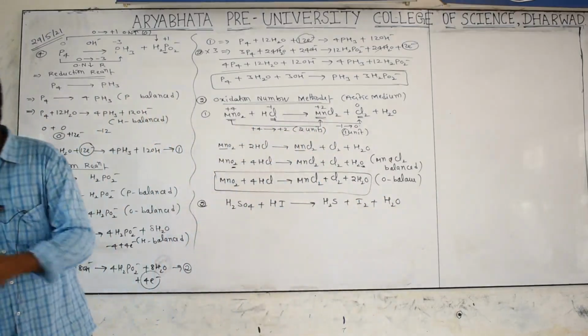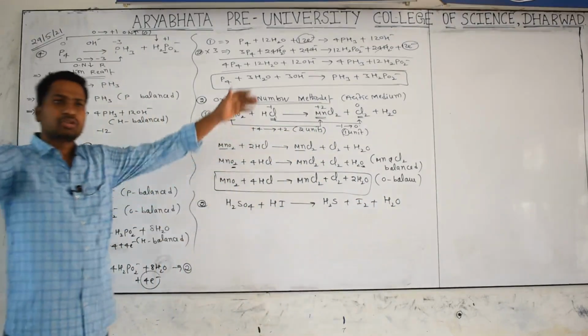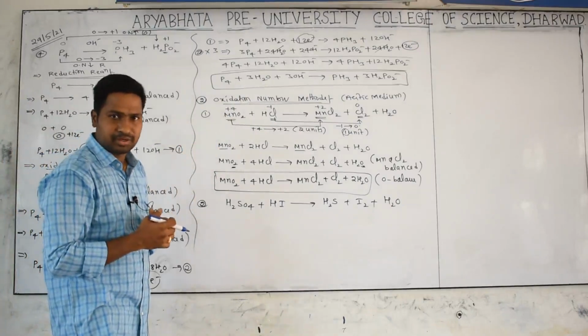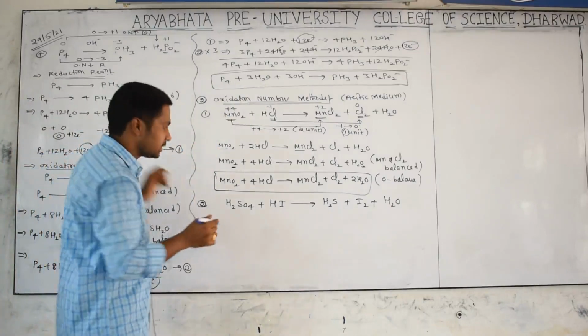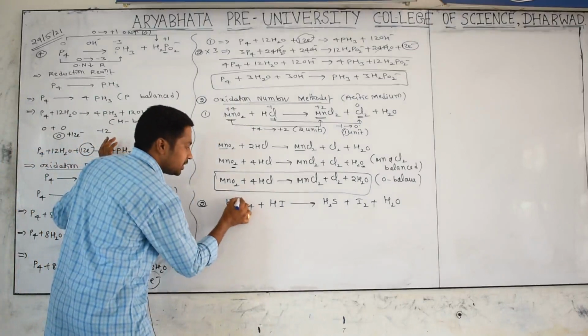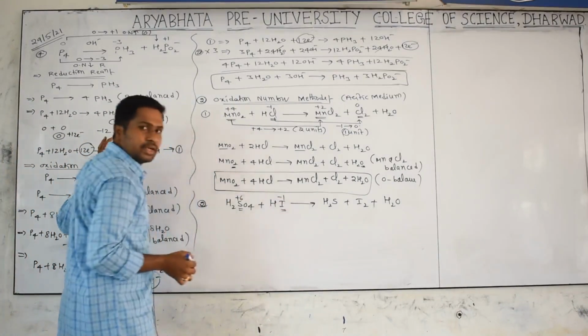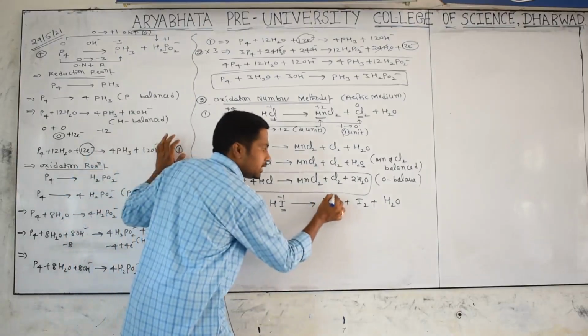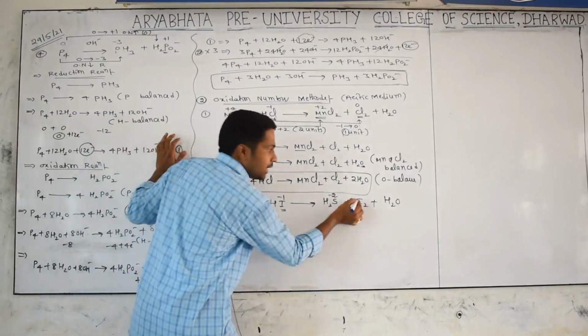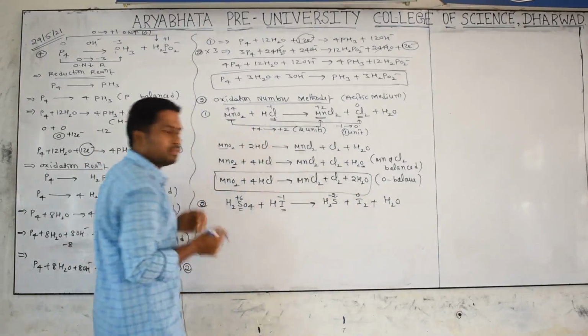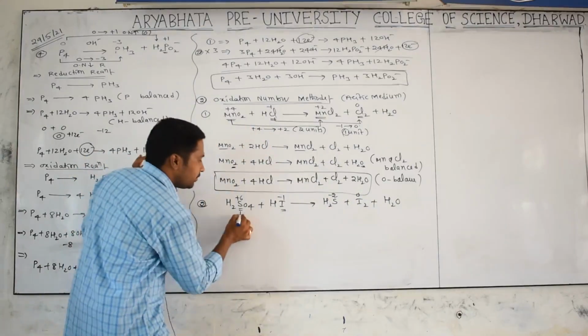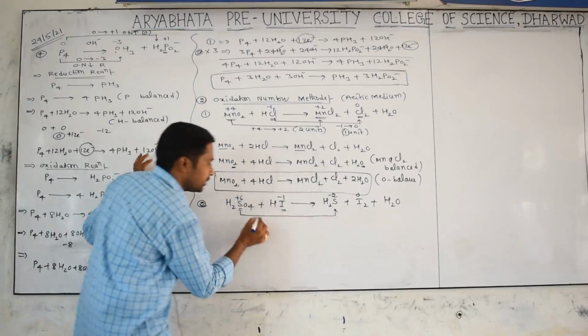Okay, now how can you balance this redox reaction in the oxidation number method? What has to be done first? Sulfur oxidation number is plus 6, iodine oxidation number is minus 1, sulfur here you can do it, minus 2, iodine in elementary form oxidation number is 0. Sulfur oxidation number is changing from where to where?